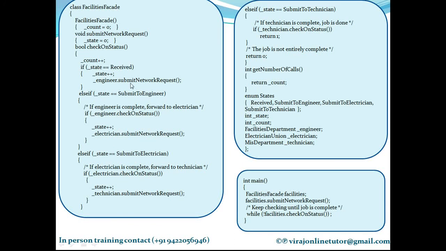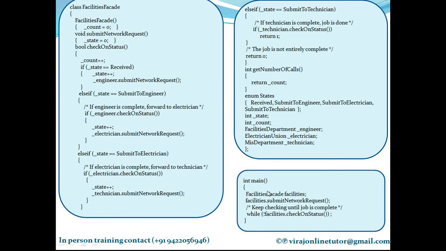Again, if someone wants to check the status, it will satisfy this because now we have submitted to the electrician. So check if the electrician has completed working on that job. If yes, great, submit, increment the state. That means go to the technician now and actually submit it to the technician. Next time if someone wants to check the status, it will match this, saying submitted to technician, and check whether the technician has completed the job. If yes, great, awesome, return 1.